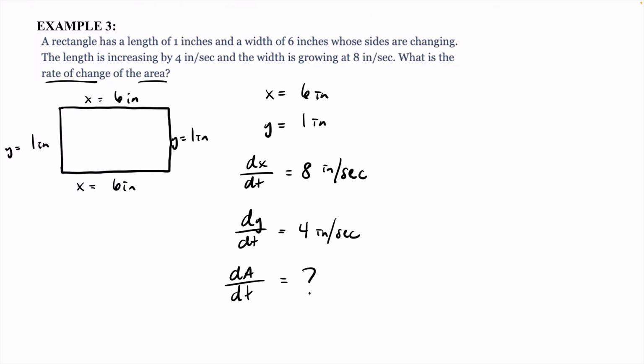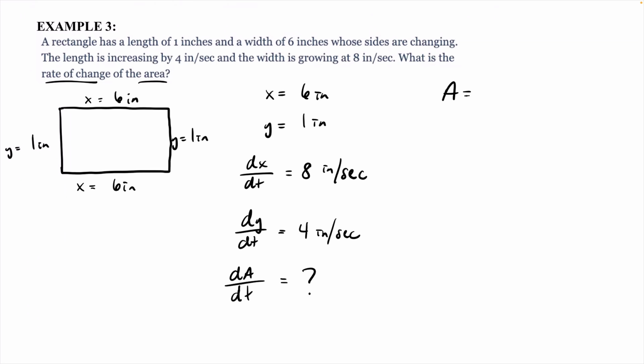Sides of a rectangle, area of a rectangle, height times width. Area of a rectangle is length times width, right? Well, what is our length and what is our width? Length is 1, and width is 6. But that's right now. I'm thinking in terms of forever. I'm talking about any time: in 1 second, 2 seconds, 3 seconds.